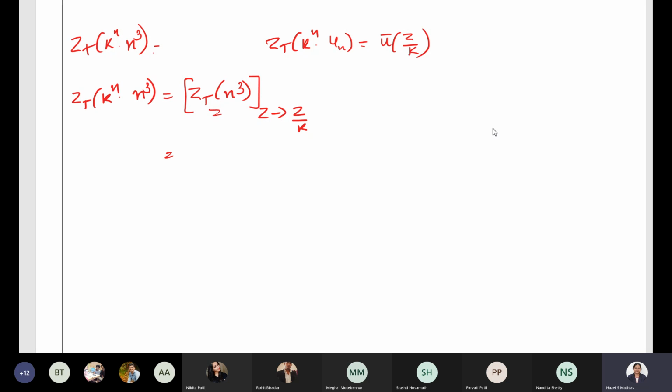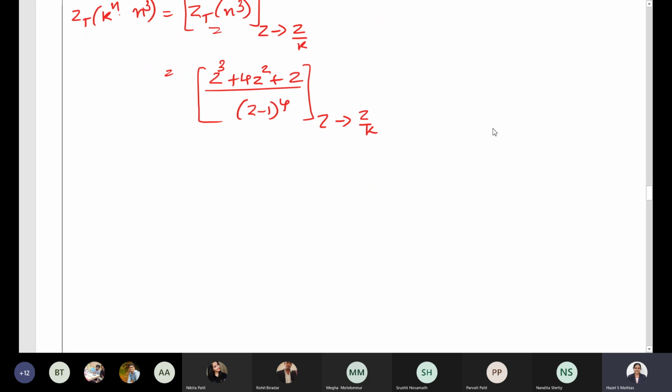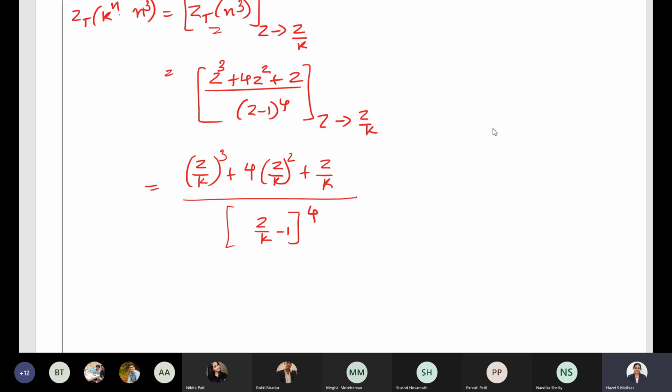What is the z transform of n cube? We have derived it just now. It is (z cube plus 4z square plus z) divided by (z minus 1) whole power 4, and in that z has to be replaced by z by k. So this is the simplification we need to do. It will be (z by k) whole cube plus 4 into (z by k) whole square plus z replaced by z by k. In the denominator, (z by k minus 1) whole power 4. So you simplify it. If I take k cube as the LCM, it will be z cube plus 4kz square plus k square z. Am I correct?